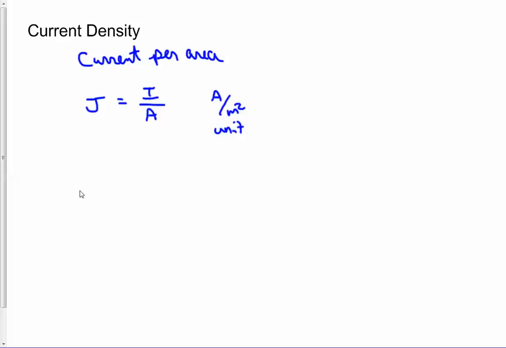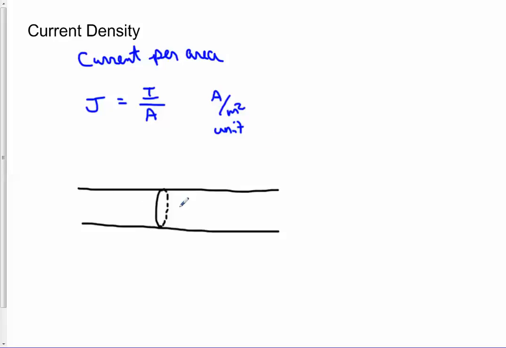So the idea is, if we think of a wire again, and let's say current is going this way, which, as we were just mentioning, really means electrons are moving the other way. But again, let's ignore that. Think of positive charge going to the right.